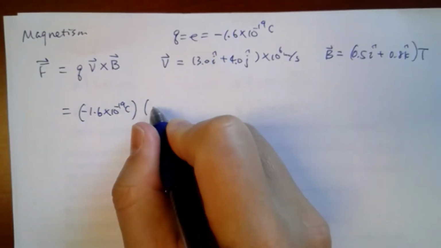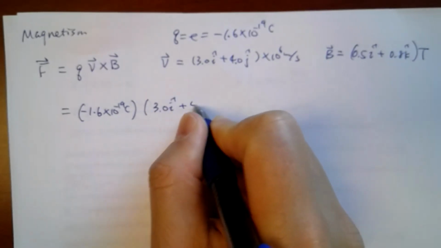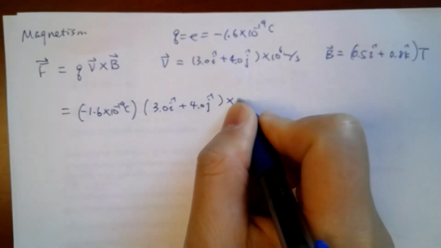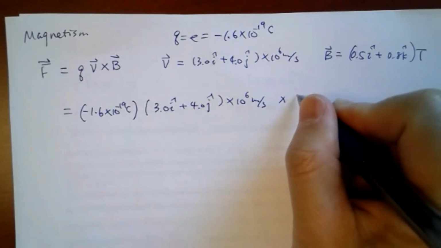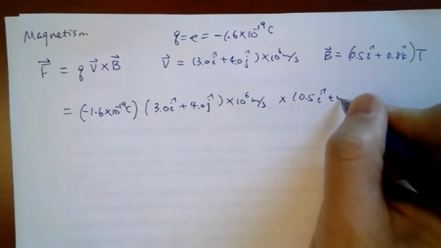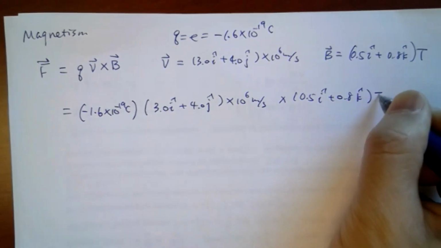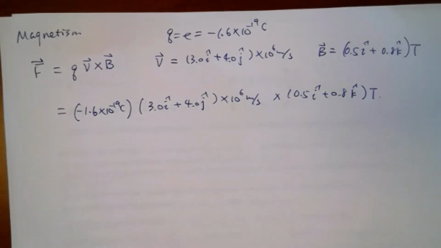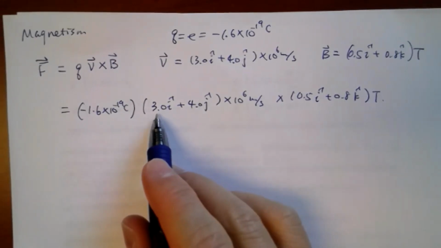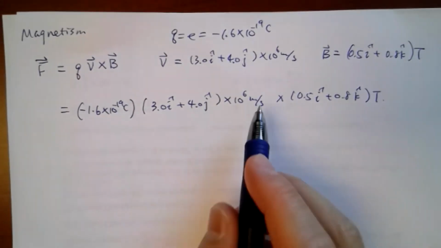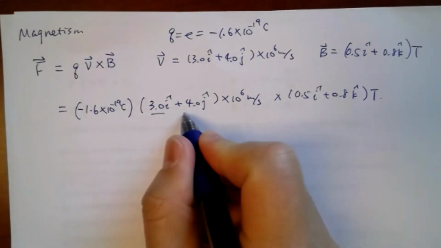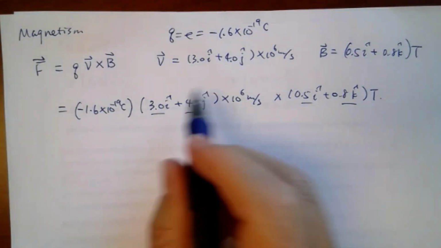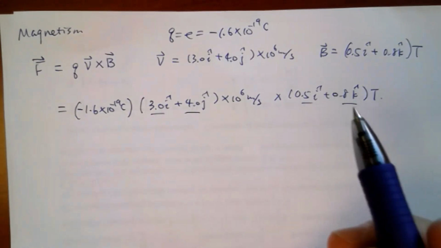Then F equals minus 1.6 times 10 to the minus 19 coulombs, V cross B: 3.0 I plus 4.0 J, times 10 to the 6 meters per second, cross 0.5 I plus 0.8 K Tesla. Typically, if you have three components x, y, z cross x, y, z and you remember the result, you can just directly do that. But this is only two components here, both of them, so you can just use the distribution on multiplication.